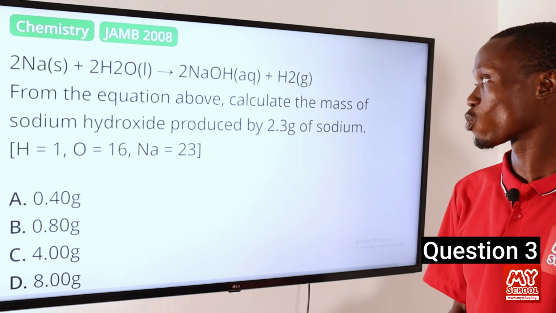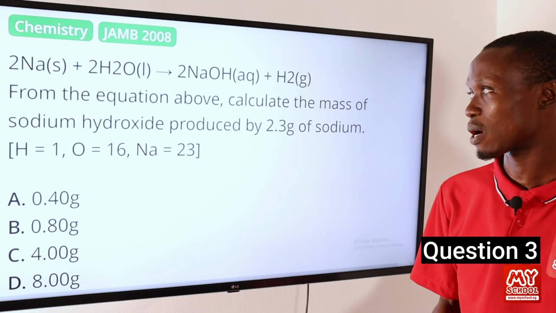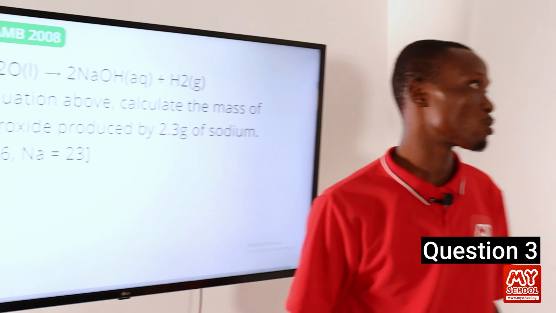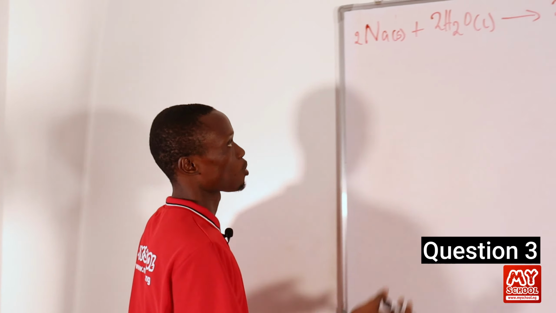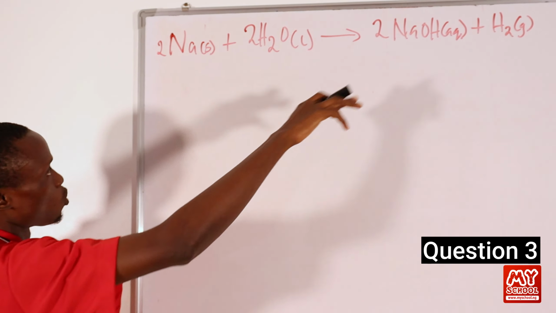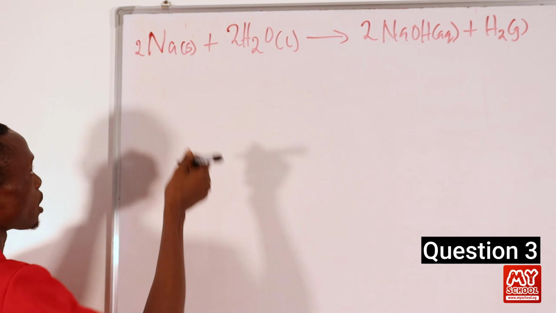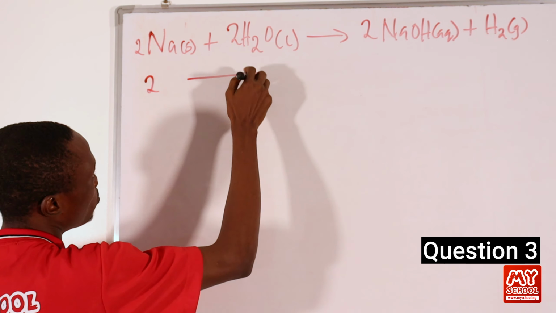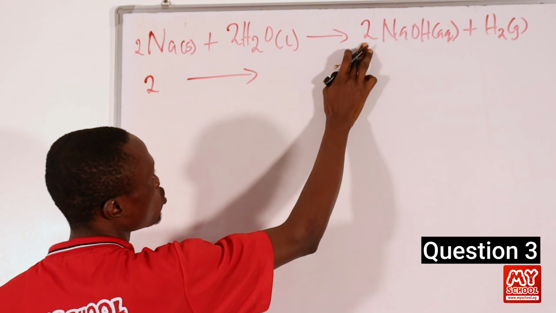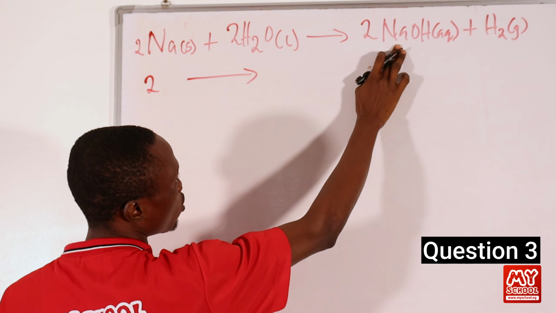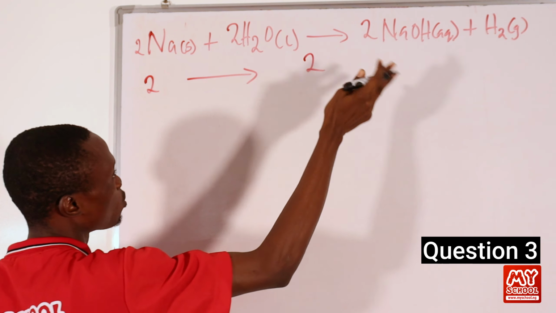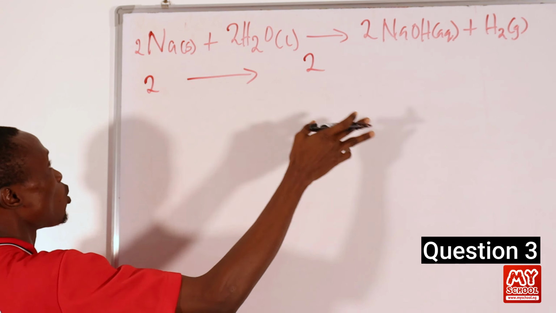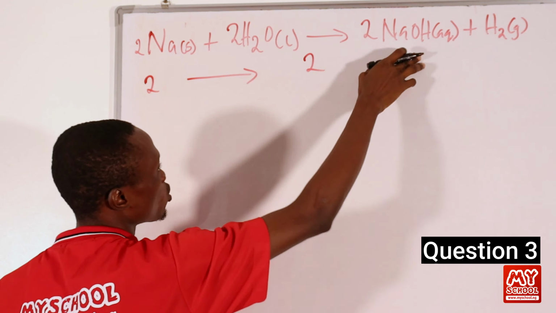Question 3. From the equation above, calculate the mass of sodium hydroxide produced by 2.3 grams of sodium. So let's move over to the board to solve this question. According to the question, this equation was given to us. From this equation, we know that 2 atoms of sodium reacted with water to produce 2 molecules of sodium hydroxide. One thing you must take note of is that in this question, our concern is only on sodium and sodium hydroxide.